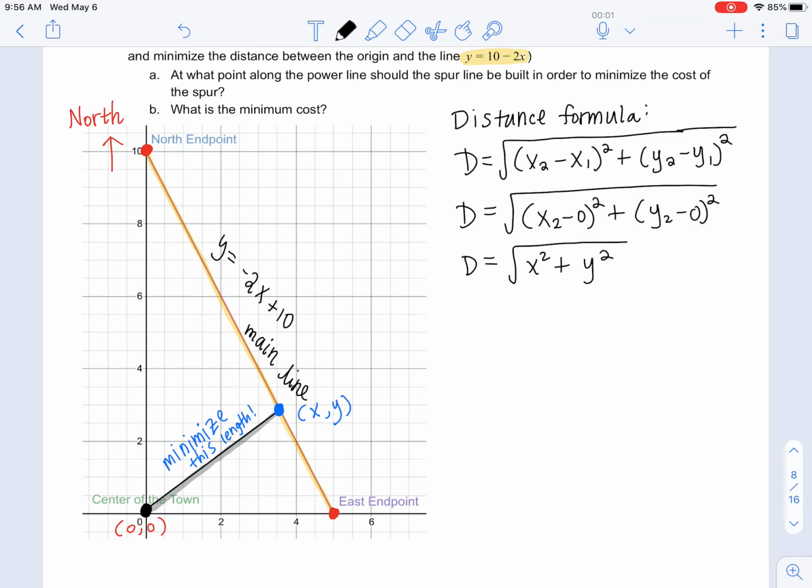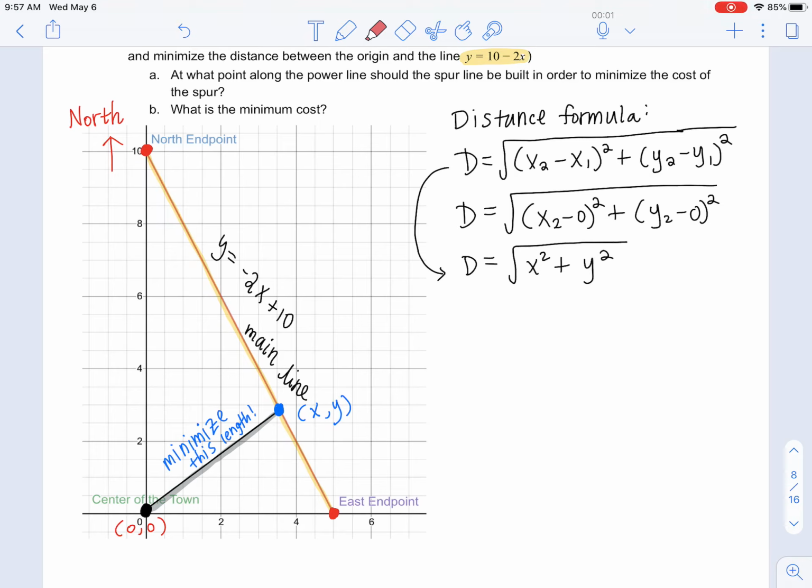So thank goodness we're just going to work with that equation. And not only that, we'll even make it better now. Okay, ready? Do you understand how this distance formula turned into something as simple as that? Because one of the points is (0, 0), the center of the town. So the x1 and y1, I just made them 0. And if you're wondering what happened to the subscripts, I just got rid of them because now we're only looking for one point on this main line. So I don't really need to call it x1, y1, x2, y2. So this is the equation.